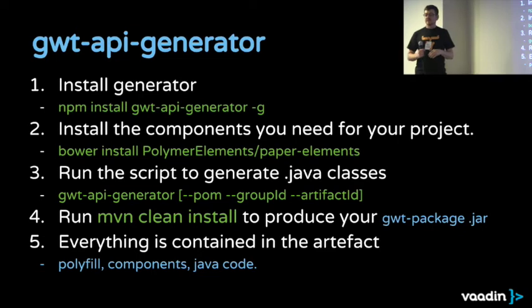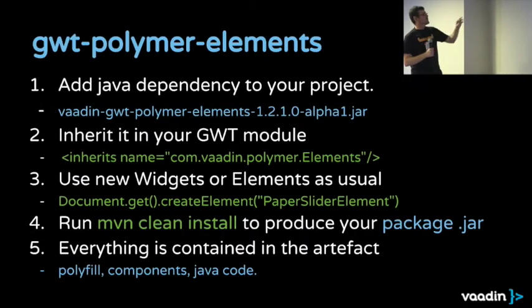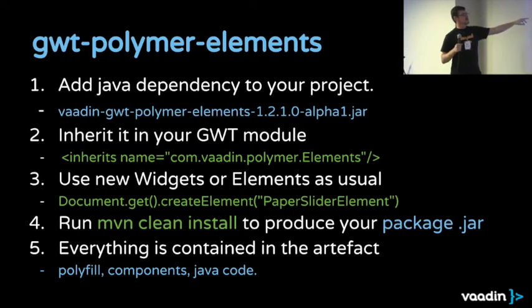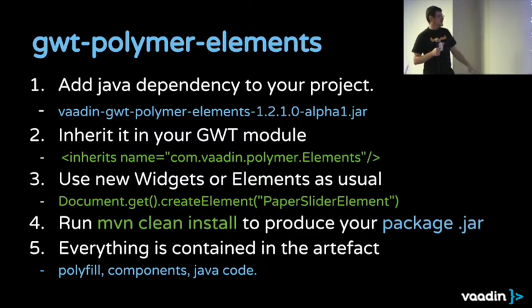But maybe you want to use this for wrapping any custom element that is not in the library, right? With Polymer elements, you use it just by adding the dependency to your project as usual, inheriting this element module, and then you create the element as usual with document create element, and for using new elements, or you can create paper slider directly if you want a widget, and then everything is contained in the artifact.